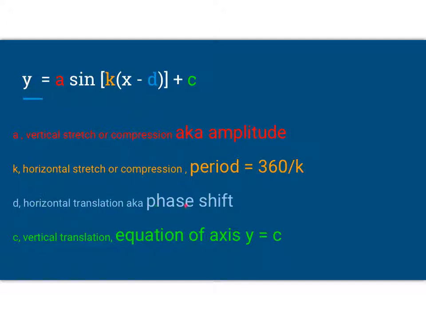Horizontal translation is known as phase shift in sinusoidal functions. And the vertical translation up and down, that will be the equation of the axis. So that will be the line that the wave is the equivalent distance from, max and min.